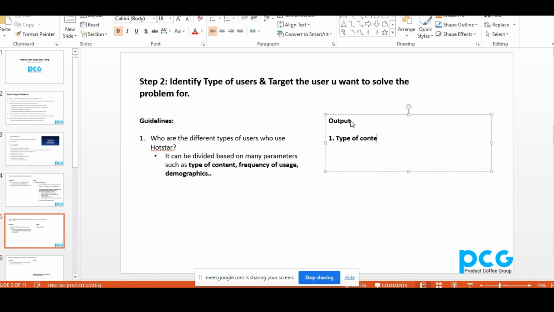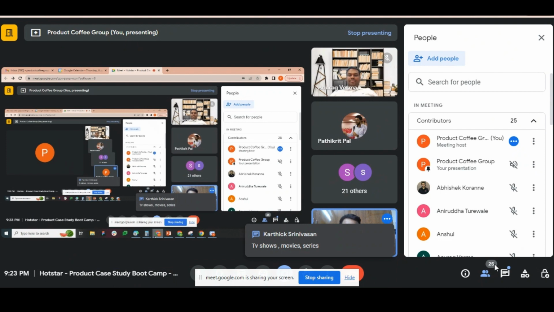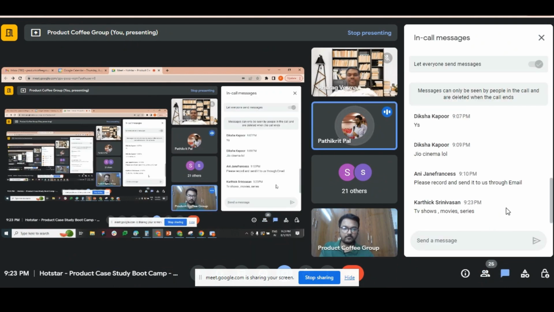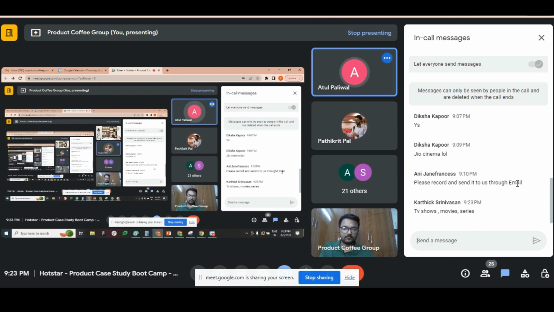Can you guys list down the different types of content that is available in Hotstar, on the basis of which we can divide the users? Try to think at a broader level. Okay. TV shows, movies, series. Okay. Sports. It can be the genre like humor, or it can be different kinds of series.